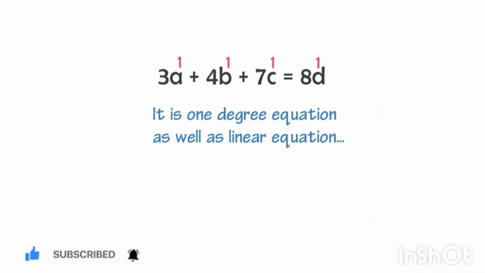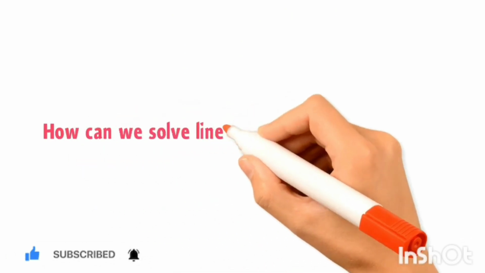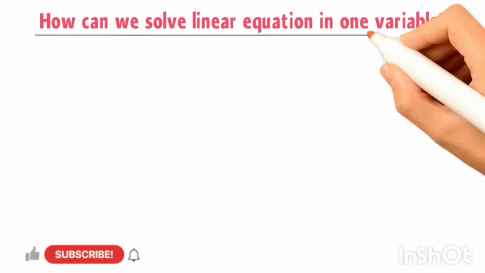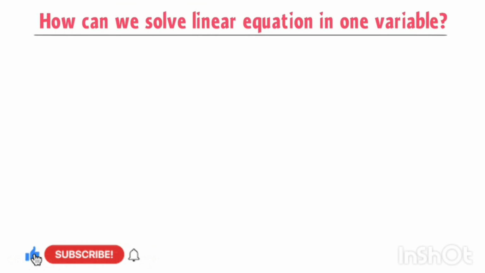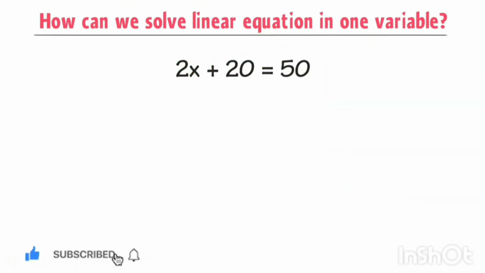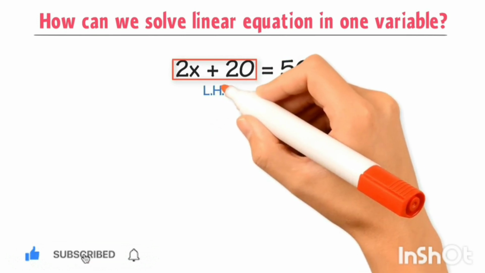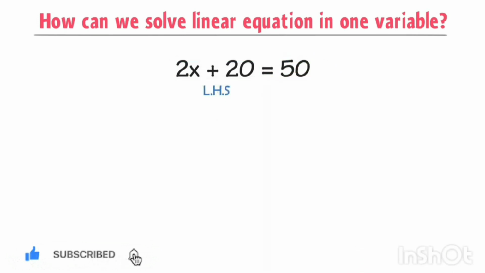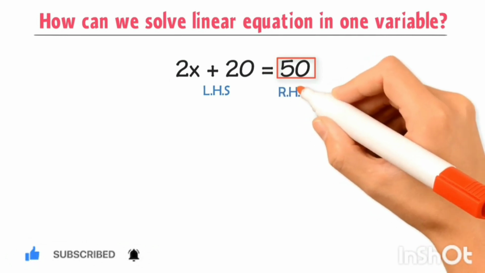Now, let me teach you how we can solve a linear equation in one variable. For example, if a linear equation 2x plus 20 is equal to 50 is given and we are asked to find the value of x, then it will be calculated as follows. Remember that this side of the equality sign is known as the left-hand side, while this side of the equality sign is known as the right-hand side.